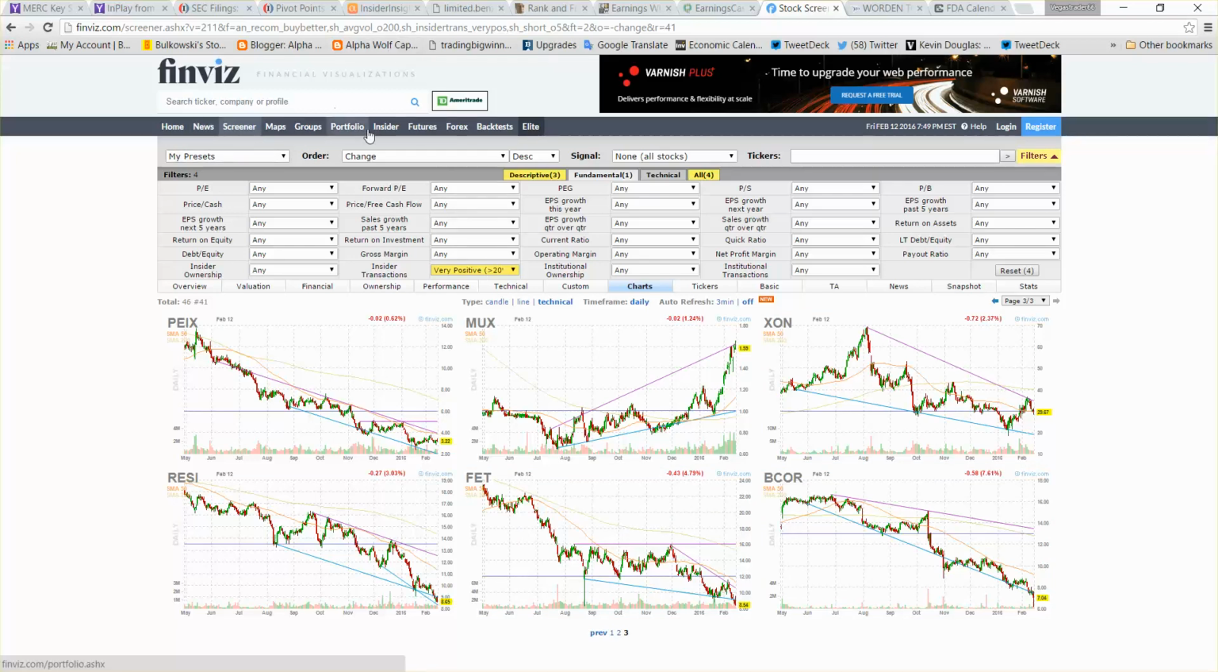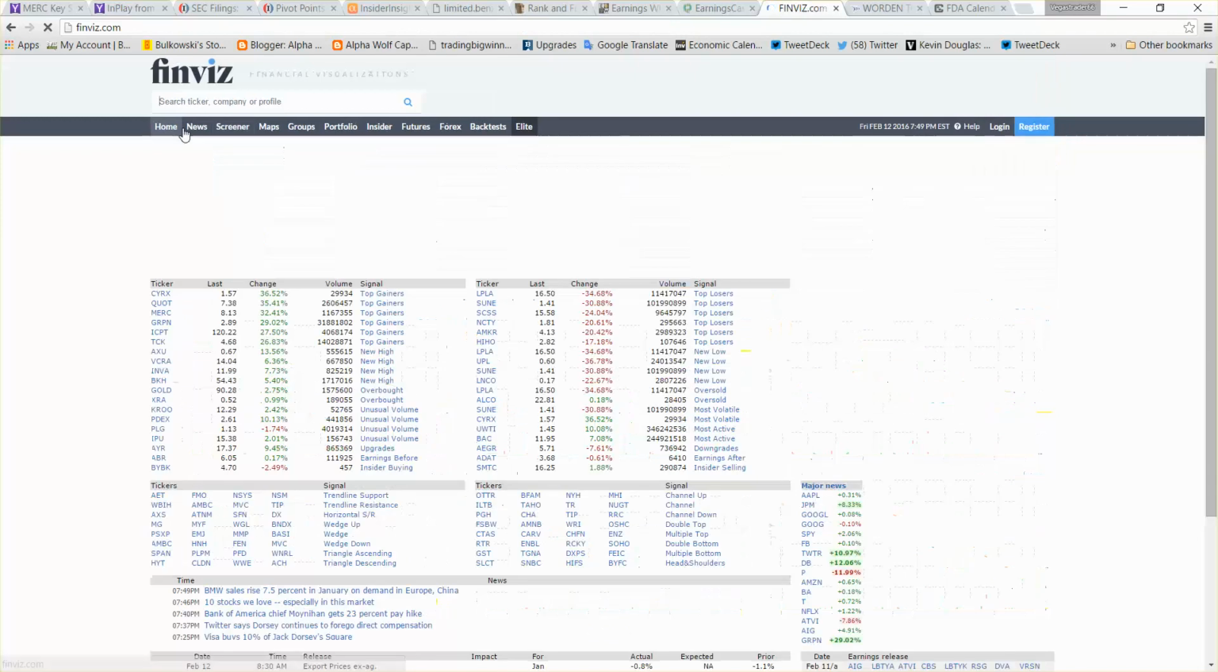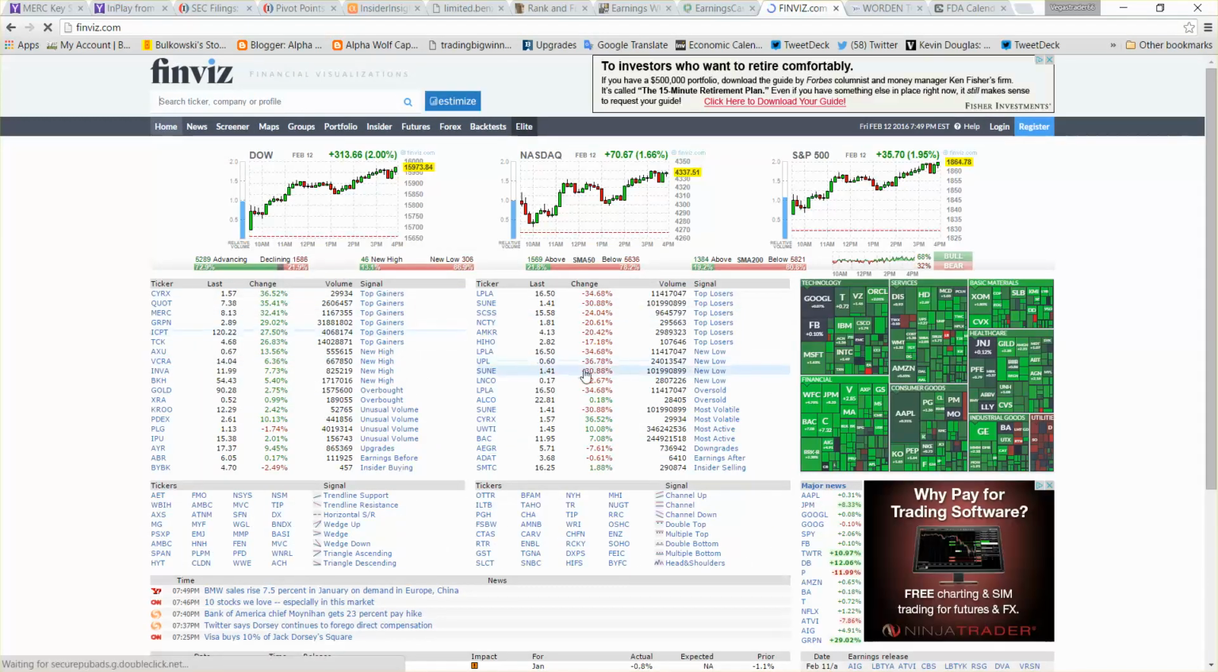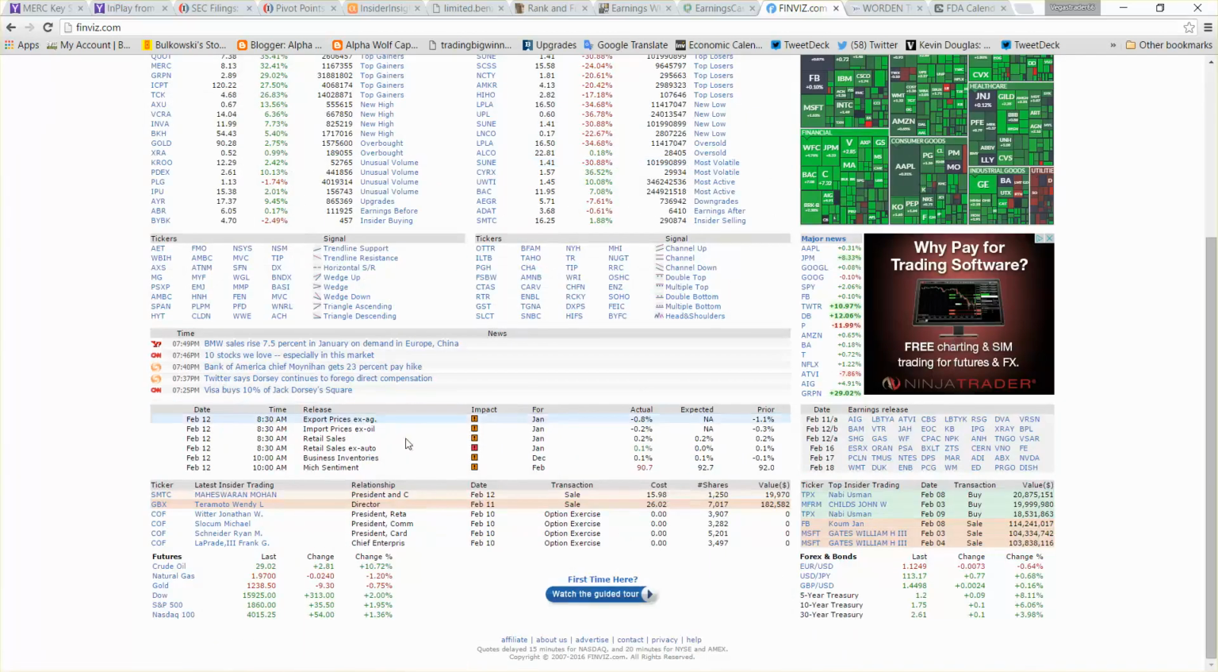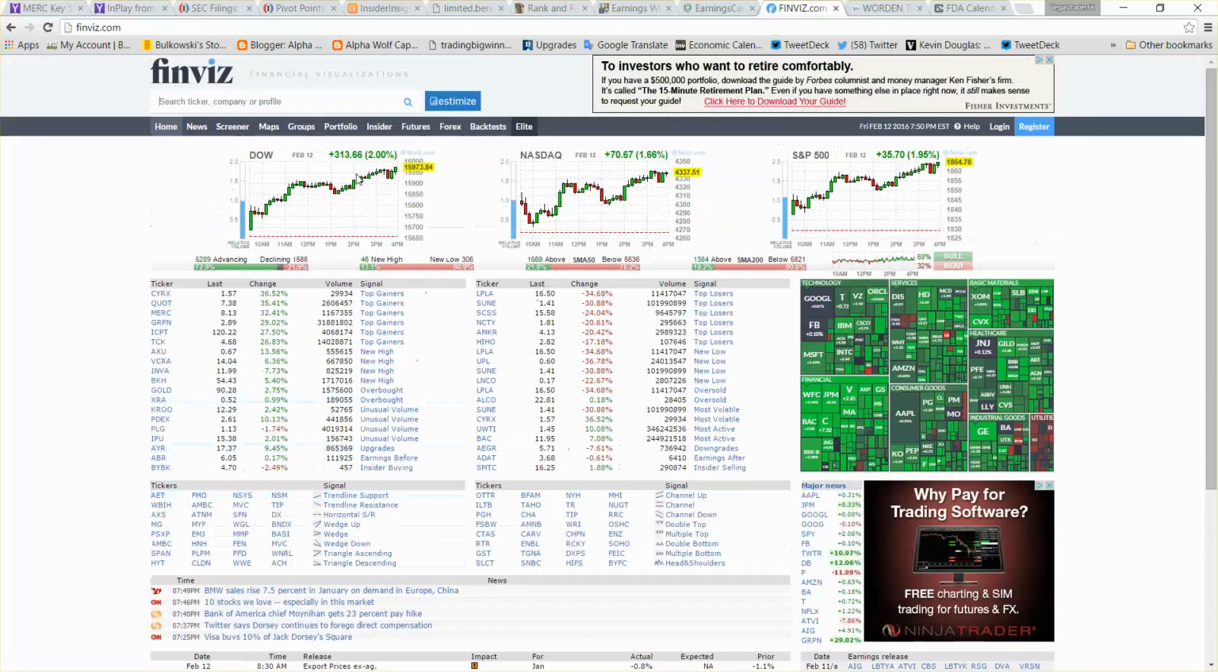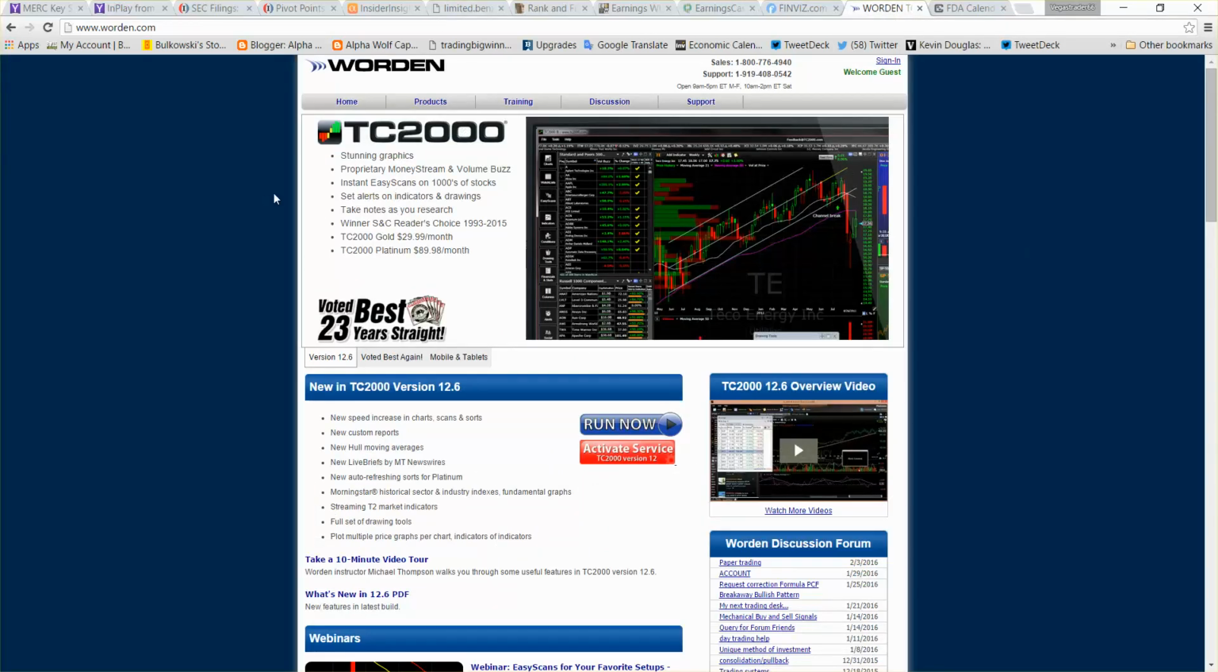So FinViz, like I said, I probably underutilized this site as well. There is an awful lot to see here. You can see your top gainers. You can see your top losers, your biggest losers. You can see some news. I mean, there's an awful lot of stuff that you can do with FinViz as well, but I typically just use it for my weekend scans and very specific scans.